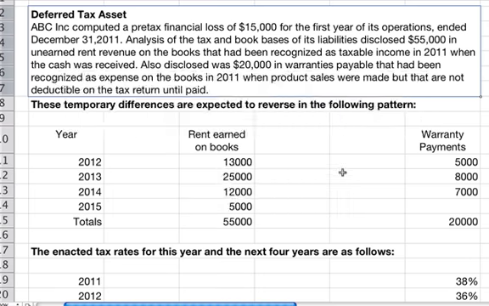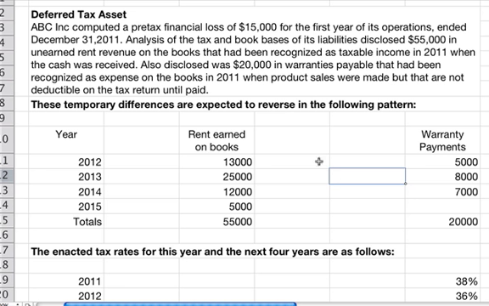This example problem is about deferred tax assets. If we read the problem, it says ABC Inc. computed a pre-tax financial loss of $15,000 for the first year of its operations, ending December 31st, 2011. Analysis of the tax and the book basis of its liabilities disclosed $55,000 in unearned rent revenue on the books that had been recognized as taxable income in 2011 when the cash was received.